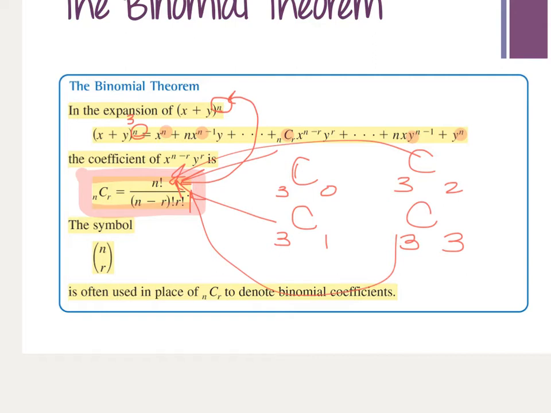Which one is R? R is the location, like which term are you on? The first one is 0, and then 1, and then 2, and then 3 as you move from left to right.